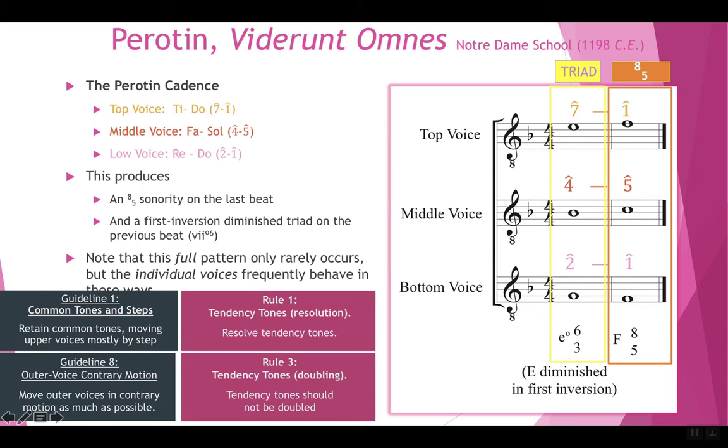And, you know, Perotin doesn't have these rules yet, but he's already doing this. So it makes you think, if people are doing this from the very beginning, when they're writing multi-part music, maybe these rules are not completely arbitrary. Maybe Perotin kind of discovered these things and successive generations of composers kept rediscovering these things, and that's how we honed the particular rules that we have for counterpoint.